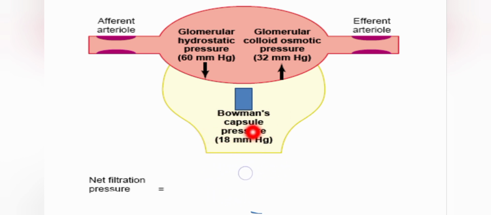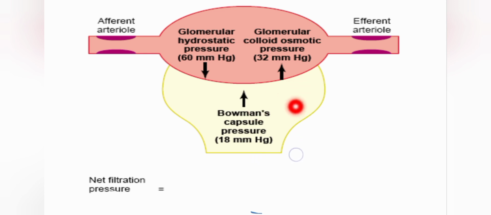Now its value is about 18 millimeter of mercury, because a considerable amount of fluid or filtrate is present in the Bowman's capsule. Of course, this will oppose the formation of glomerular filtrate, because this force is due to the presence of fluid and it is a pushing force. So its direction will be like that, and it will oppose the formation of glomerular filtrate.